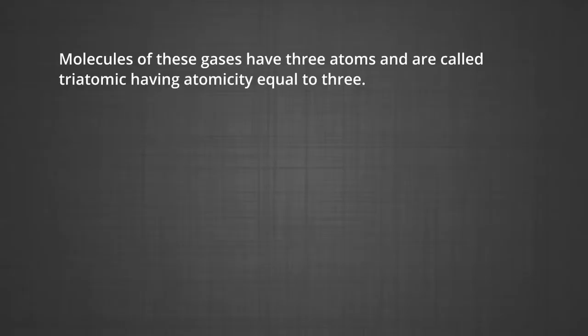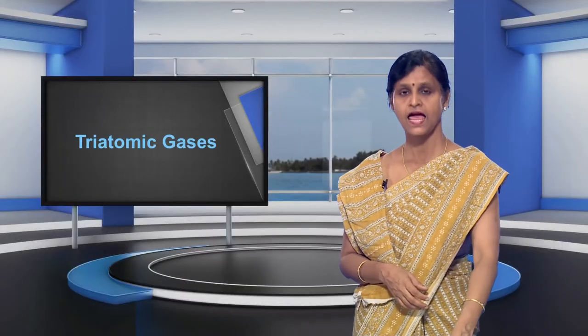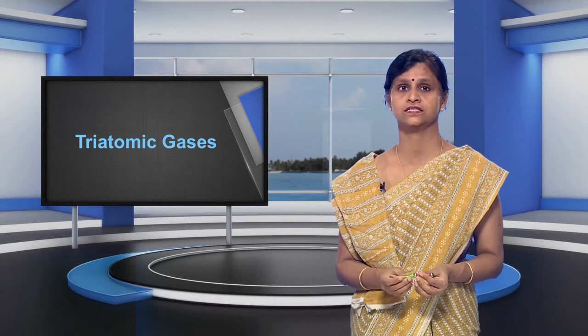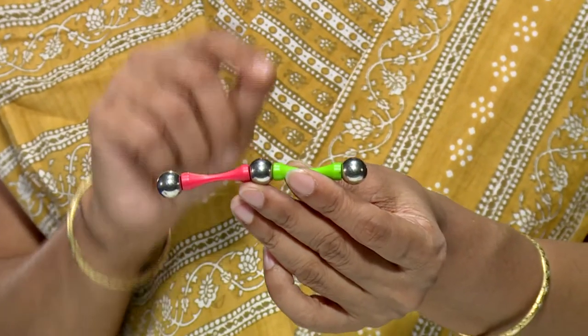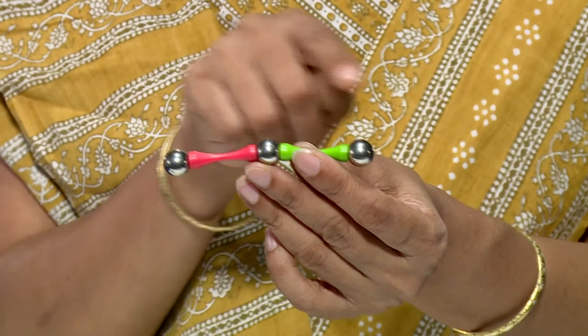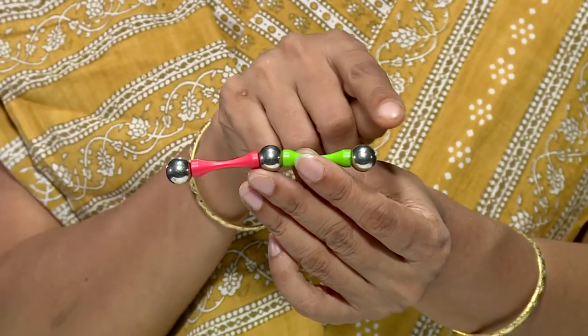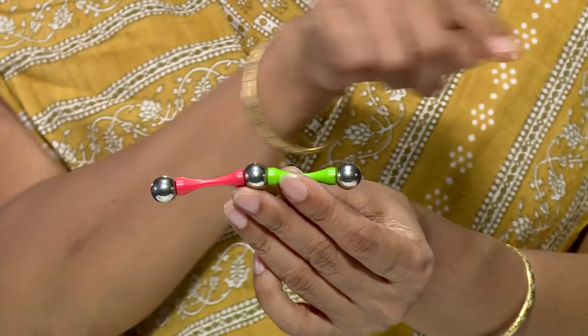Triatomic gases. Molecules of these gases have three atoms and are called triatomic, having atomicity equal to 3. Some common examples of triatomic gases are carbon dioxide, nitrous oxide, ozone, etc. Here again, I have with me a model to represent the molecule of a triatomic gas. This is a model representing a triatomic molecule, and here the three steel balls are the three atoms of the molecule, and you see the orientation of these three atoms in the molecule, which is along one line.